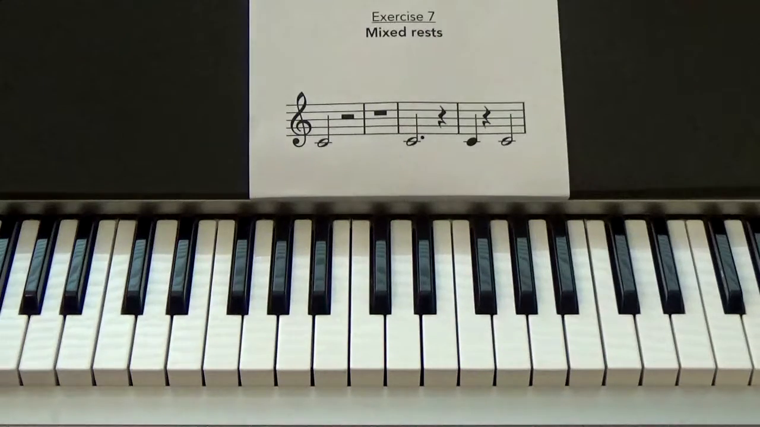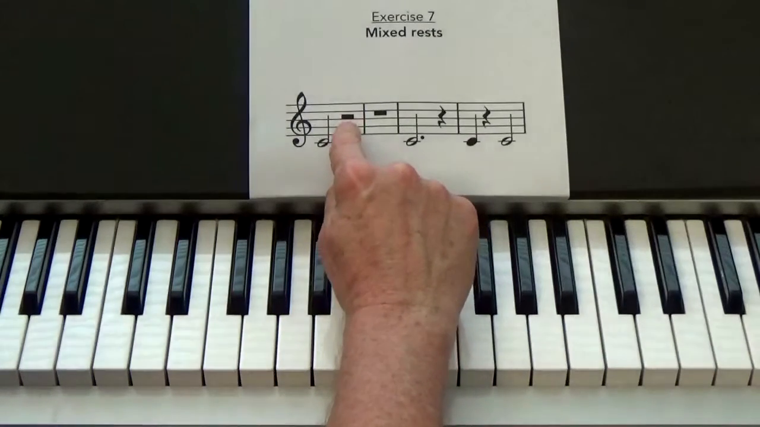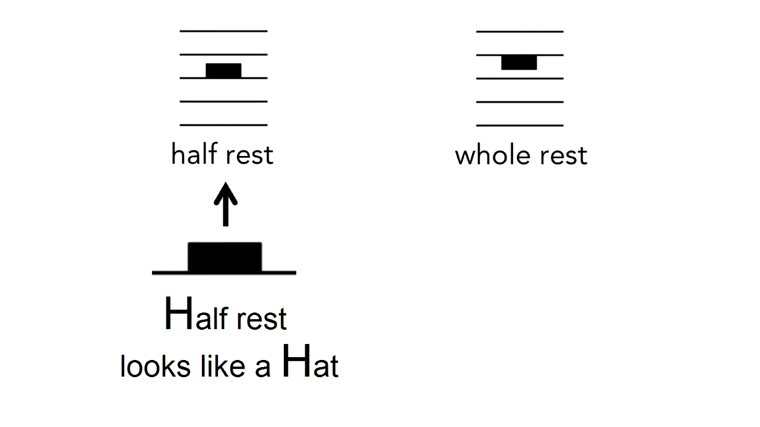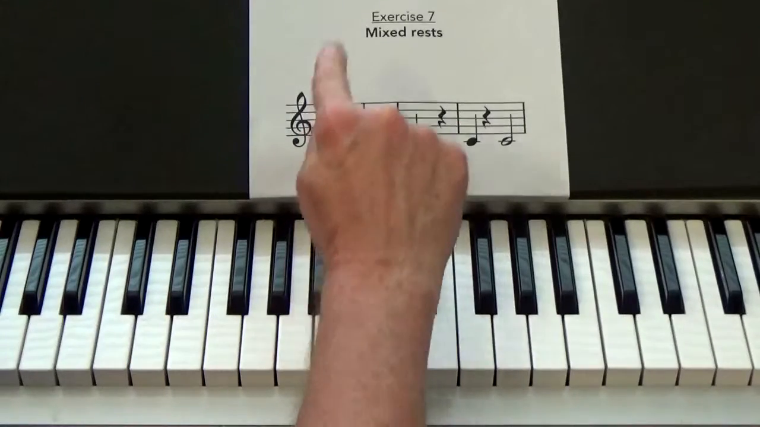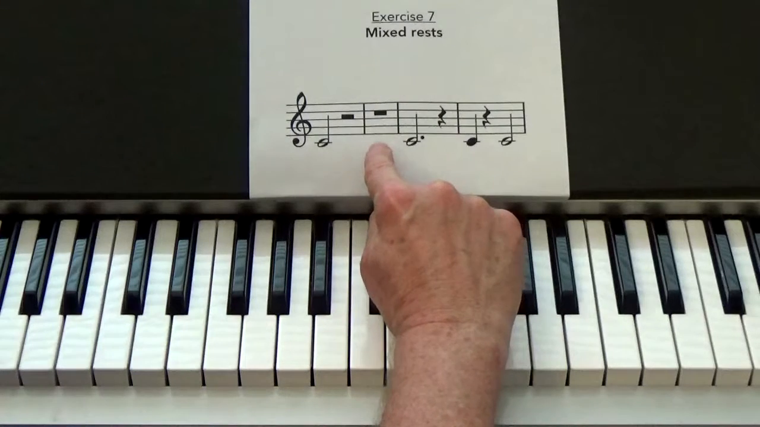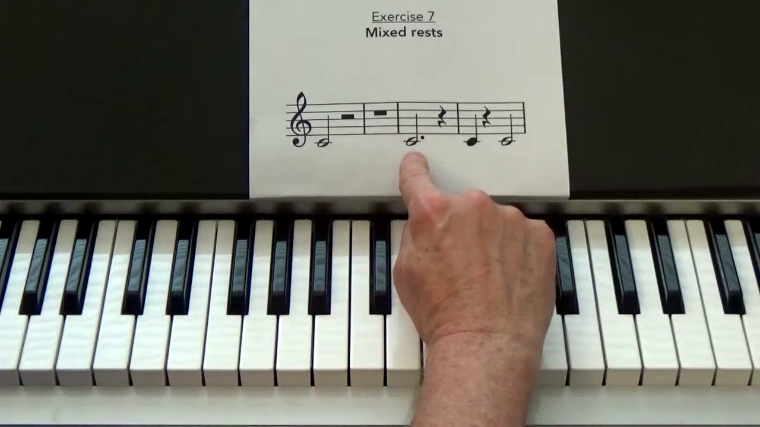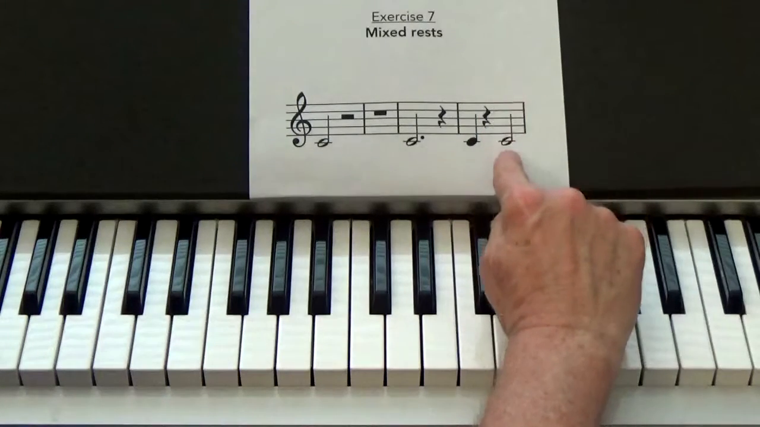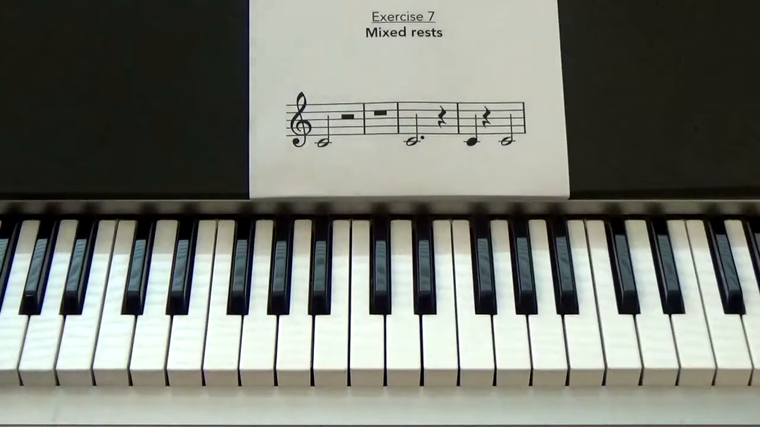Exercise 7. Look at the difference between the half rest and the whole rest. The half rest looks a bit like a hat. 1, 2, 3, 4. Do that along with me.